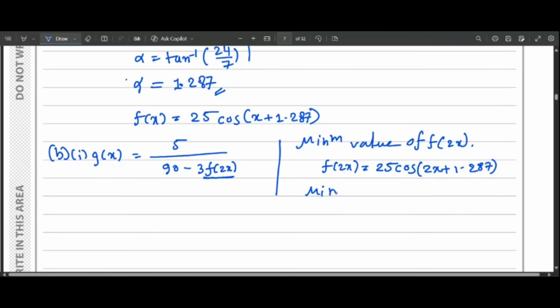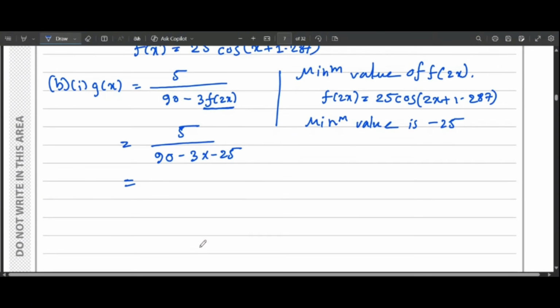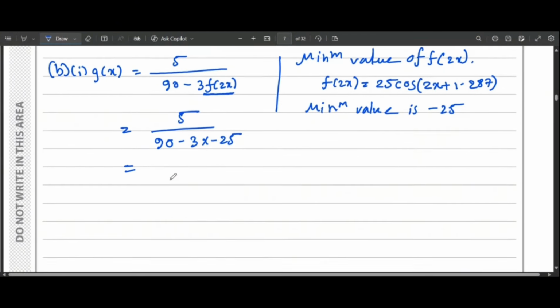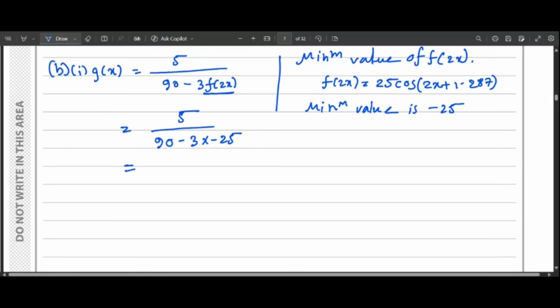So we can write that the minimum value is minus 25. We can input this value into our function. So 5 divided by 90 minus 3 into minus 25 would give us the minimum value for g(x). This when calculated will give us 1 by 33, and this is the minimum value of g(x).